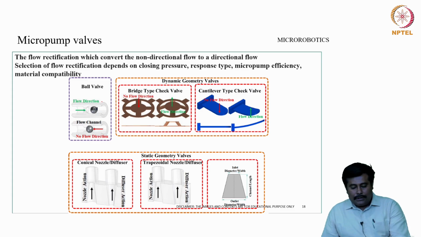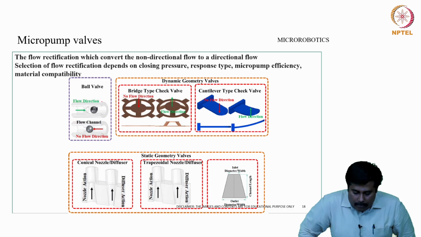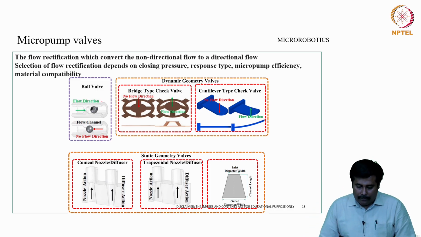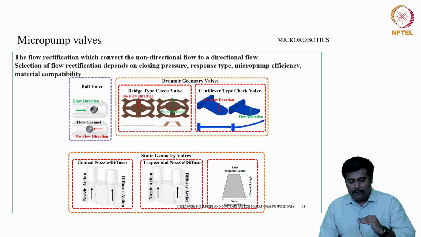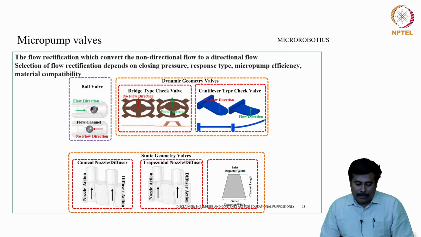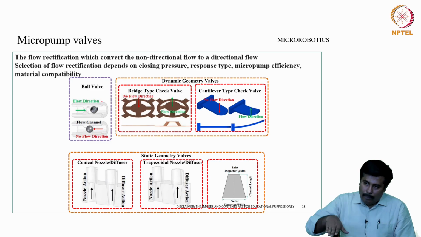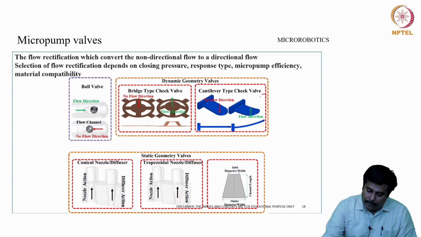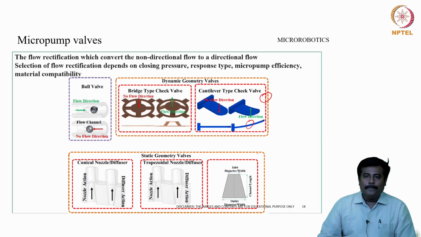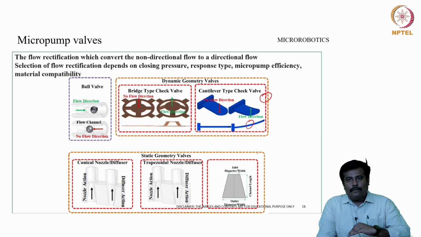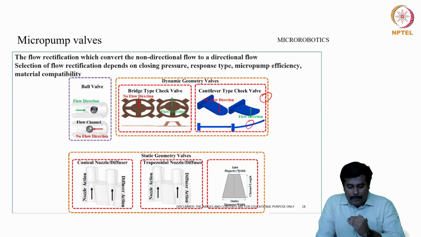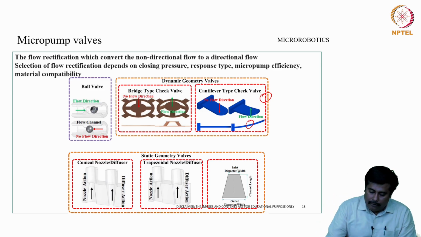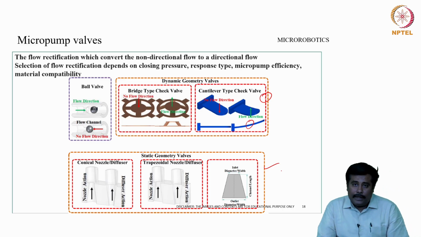The similar functionality can be deployed by a cantilever type configuration. In the case of the cantilever type, we will have a cantilever arrangement, and it can be used for opening and closing of the valve. For example, if there is going to be a high pressure and low pressure, the cantilever will open up and close up based on the requirement or the flow direction. Now, there is a configuration which is called a static geometry valve.